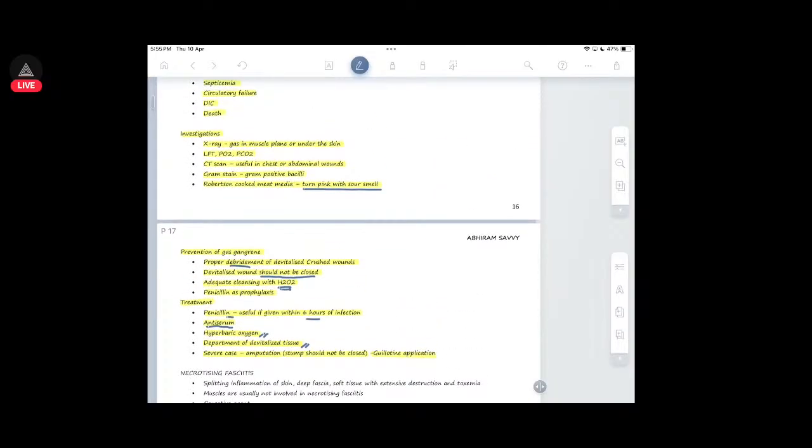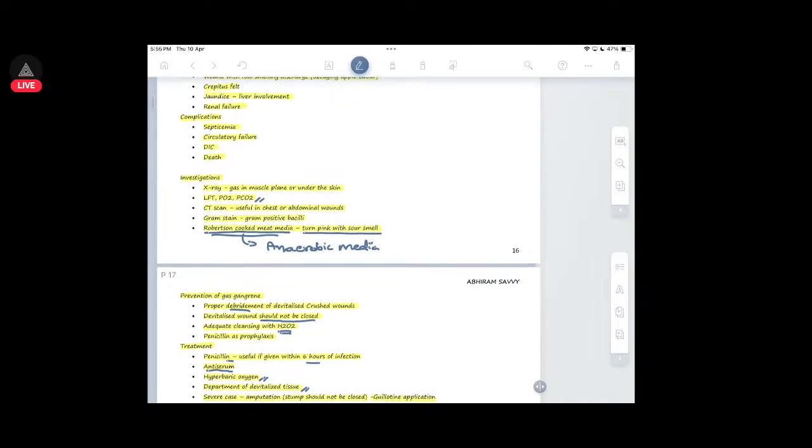One important thing here is Robertson cooked meat media. This is an anaerobic media. Liver function test, partial pressure of oxygen, partial pressure of carbon dioxide you have to check. X-ray also you can check. Gas in the muscle plane will be there and under the skin will be there.